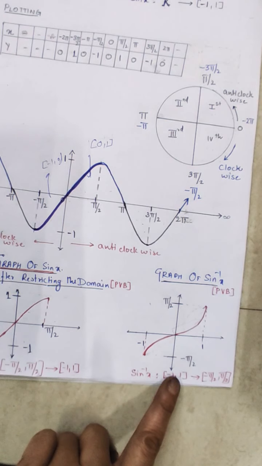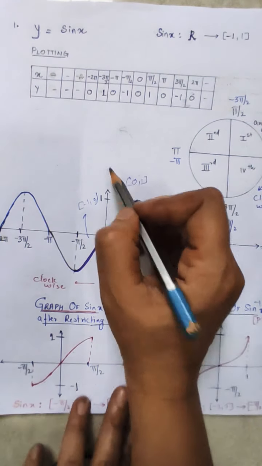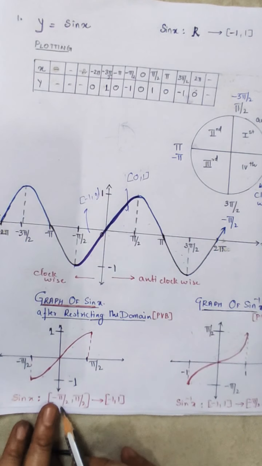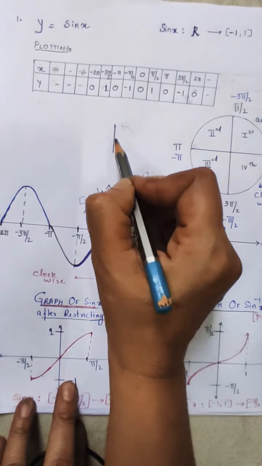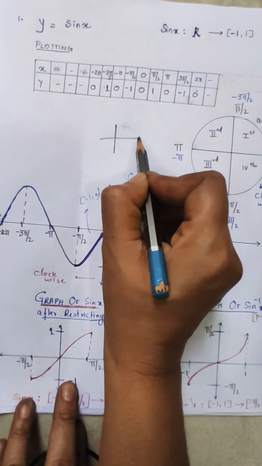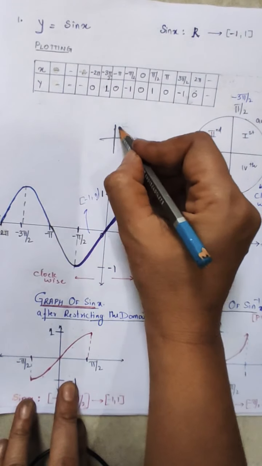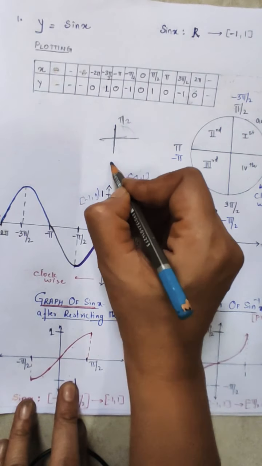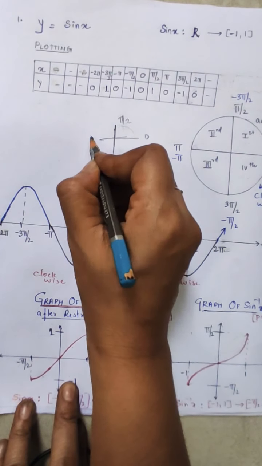Now let's see the graph for cos. Students, to recollect the closed interval minus pi by 2 to pi by 2 for the sine function, you just draw the axis, and this is pi by 2, this is minus pi by 2, this is 0, and this one is pi.